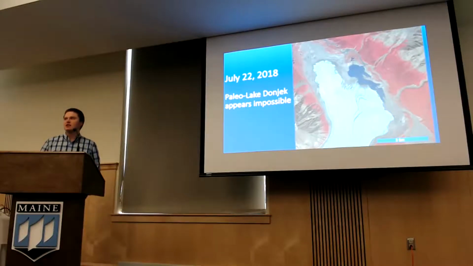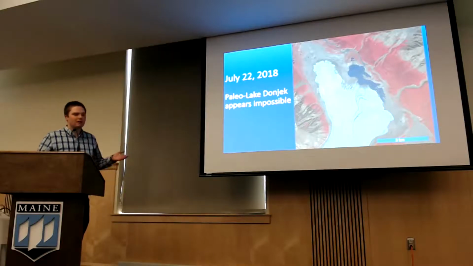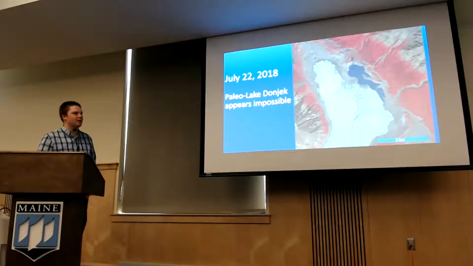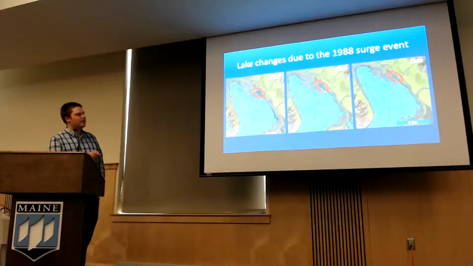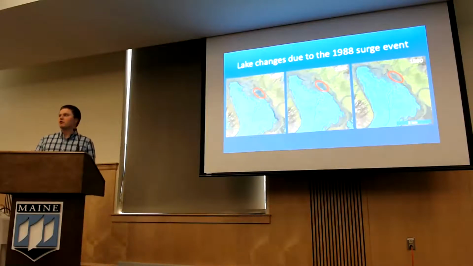So I think it's quite unlikely that you might form Paleo Lake Donjek again, although we don't know how the glacier will react to the future. But there's quite a big gap here now between Donjek Glacier and the valley wall. So it seems really improbable that we're going to form Paleo Lake Donjek again, but we seem to be forming these relatively smaller lakes more frequently now, which I'll spend the rest of my time showing you pictures of. So in the late 1980s, Donjek Glacier underwent a surge event.